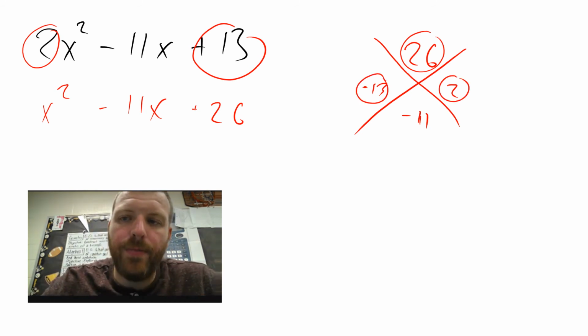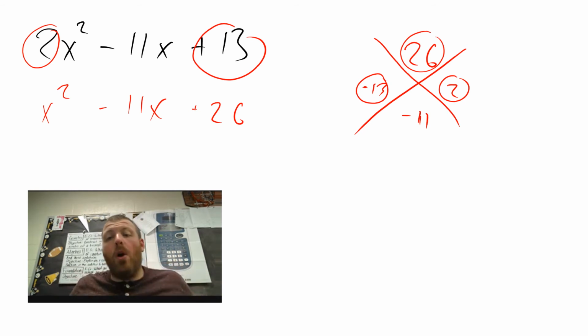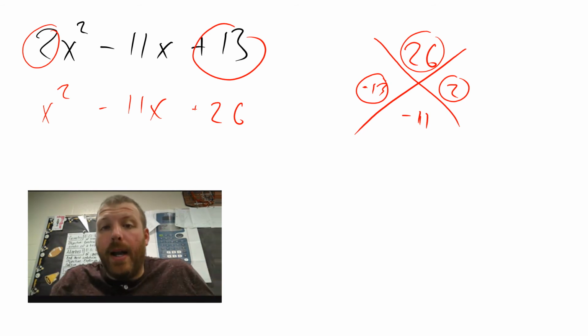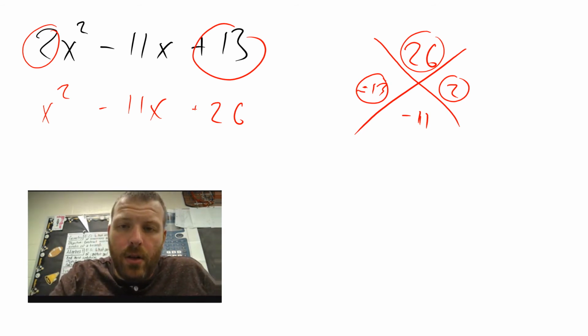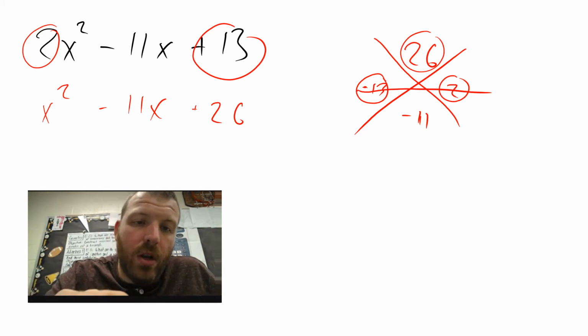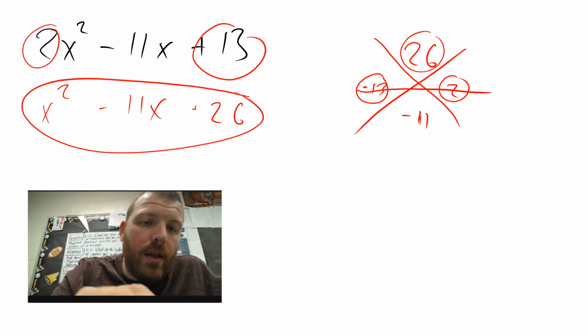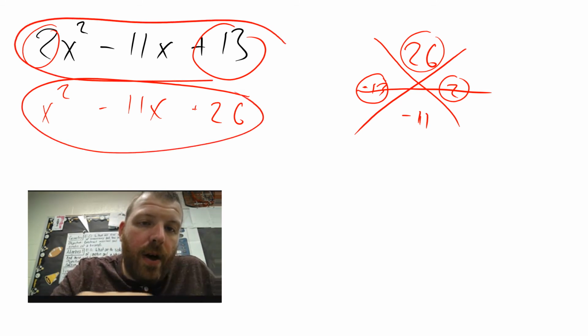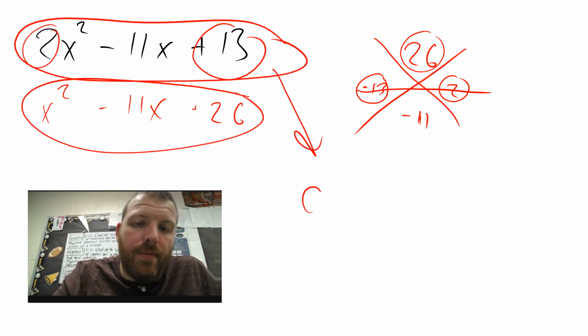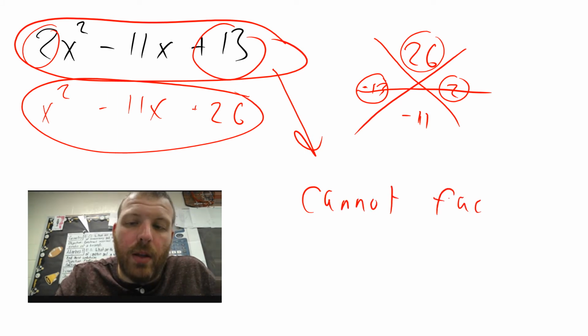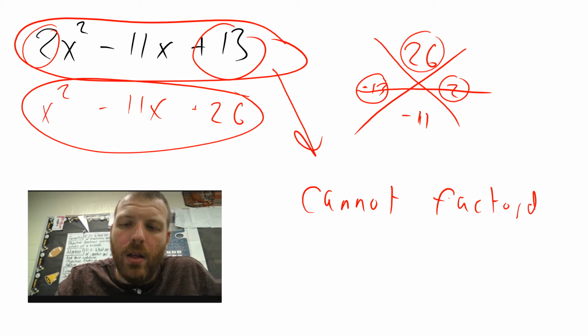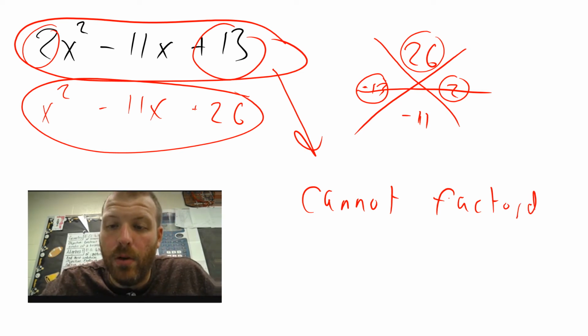Since these two factors do not work, and I can't find any that do, this cross puzzle does not work. And since it does not work, this cannot be factored. So sometimes you'll get all the way to the end and you'll be thinking, well, I did this right, and then nothing will factor for you.